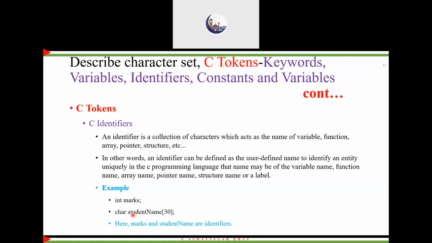Do remember, here s is small, and when the next word name is attached to student, N becomes capital. Starting with lowercase, and whenever the next word gets attached to the previous one, we make the next word's initial letter capital. What case will we call it? Camel case. It's not uppercase, because student is written in lowercase, whereas N is written in capital. So this special category is called camel casing.